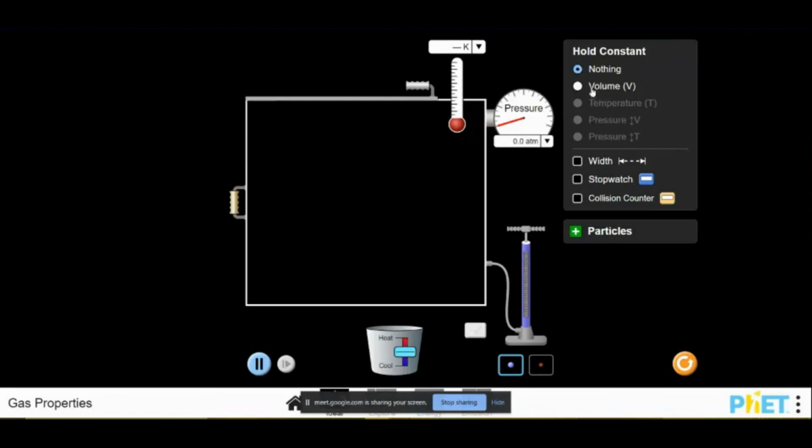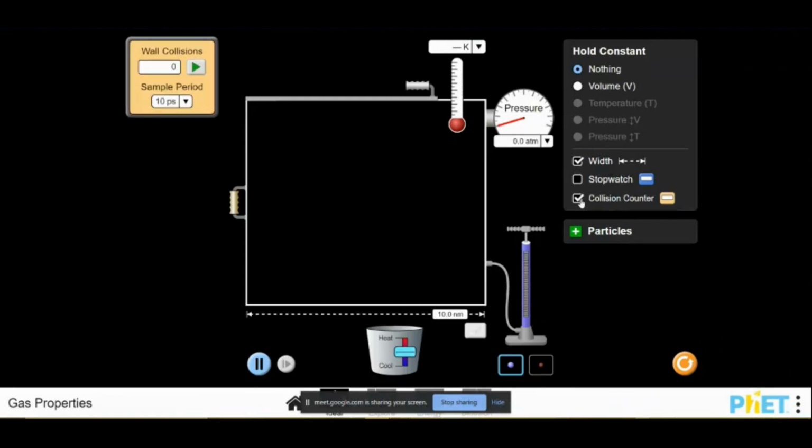We can hold volume, pressure, or temperature constant. There is a stopwatch, but we will not use it. This collision counter counts the number of collisions the particles make with the wall of the container over a time period, but we don't use it.